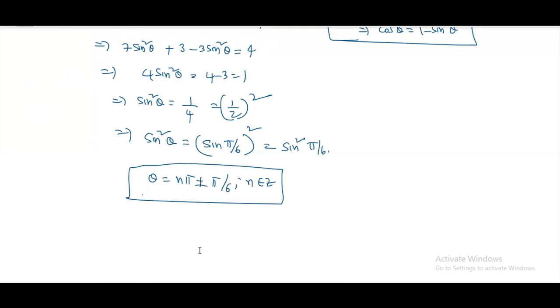So next, we have these kind of questions also. So the questions are like this, based on the same thing. One more question based on the same topics.